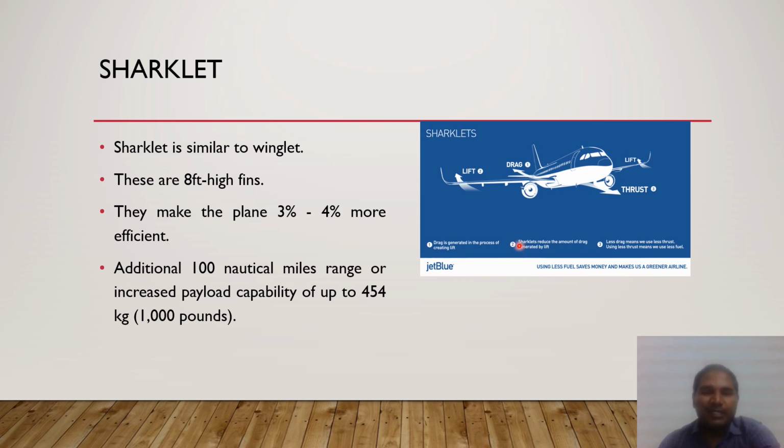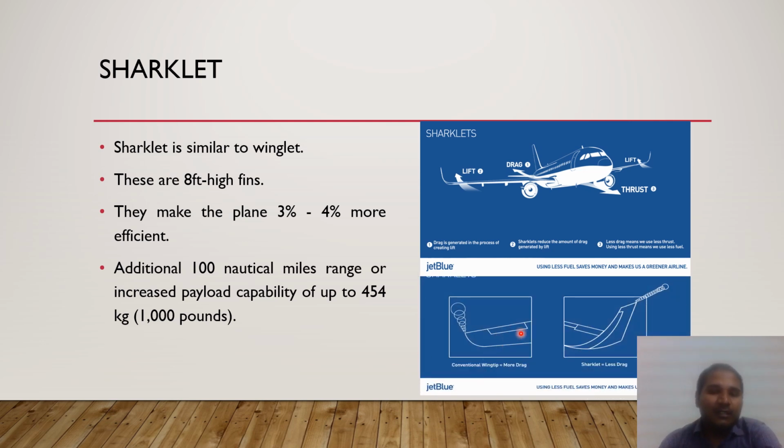Let's take Airbus 320 as an example. Okay, it will additionally add 100 nautical miles of range or increased payload capability of up to 454 kilograms, which is equivalent to 1000 pounds. And when you see this picture at the bottom, at the tip of the flat surfaced wing, the wingtip vortices are created, and this will greatly affect the amount of lift generation. On the other side, if the sharklet has been implemented at the wingtip, it lifts the wingtip vortices off the surface of the wing, and also the concentration is really smaller than the previous one. So that is how the performance of the Airbus aircraft has been improved with the help of the sharklet, which is very similar to the winglet. Let's see the next.